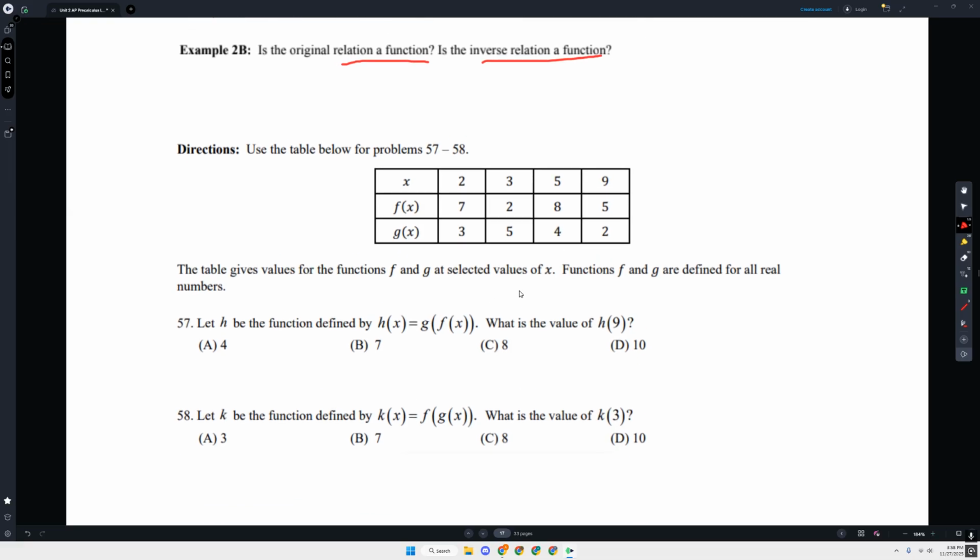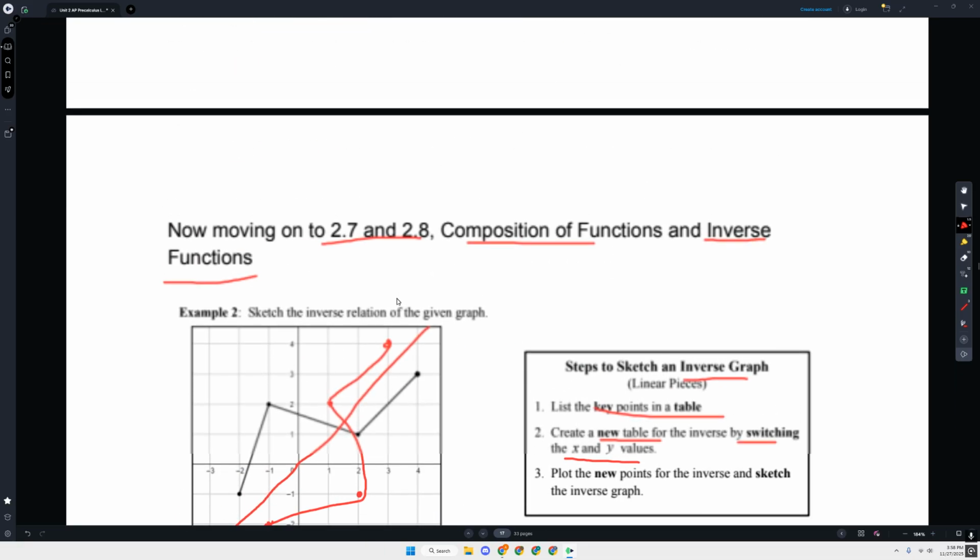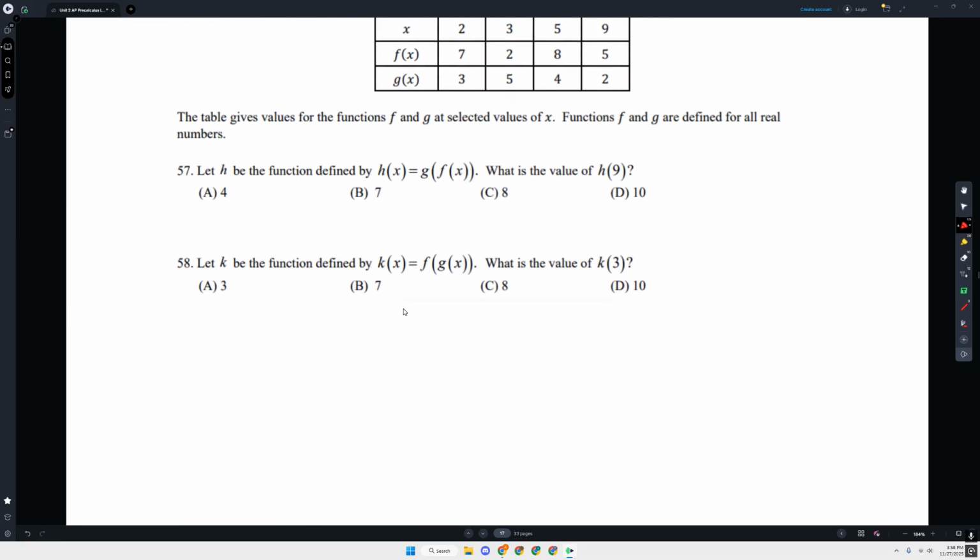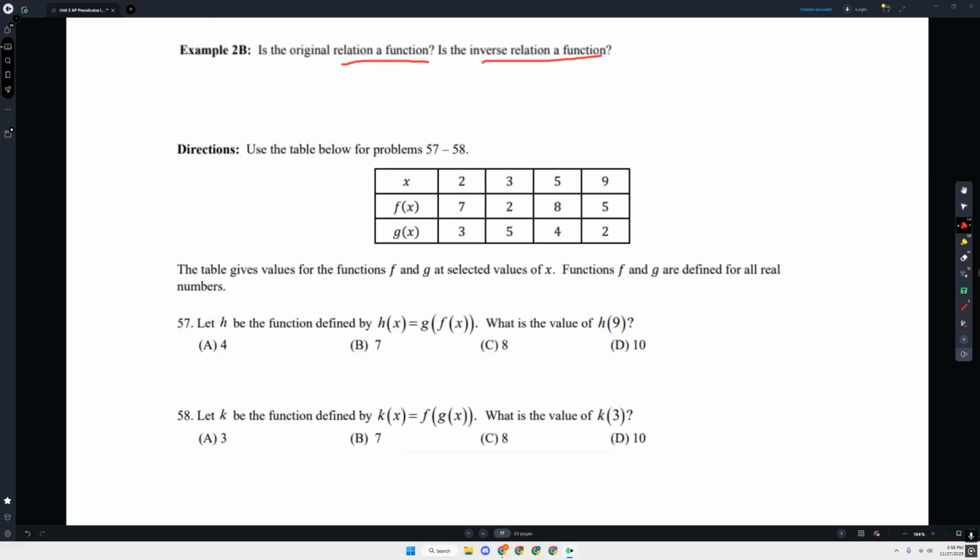So now we're going to do some function composition, which is 2.7. For this, it says h of x is equal to g of f of x. What is h of 9? So h of 9 is equal to g of f of 9. F of 9, if you go to x, would be 5. So then we're doing g of 5. G of 5 is when we go from 5 to 4. So this would be equal to 4.